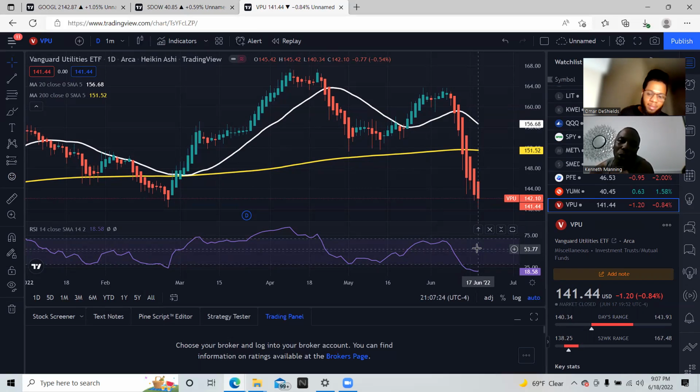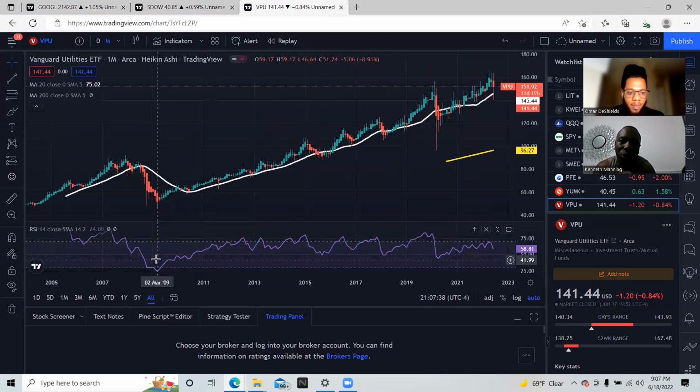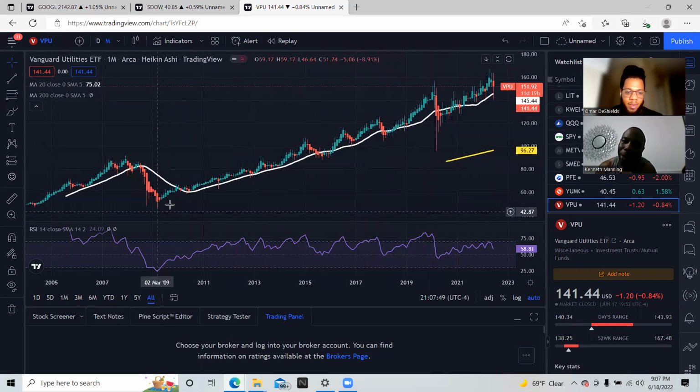So the issue is most people look at the chart like this, but when you're having this type of conversation, you need to look only at the whole chart, the whole picture. So this is a utility ETF. It has its ups and its downs, but the overall trend is up because you have to pay your electric bill. It's like a rocket going off, and that's since 2009.